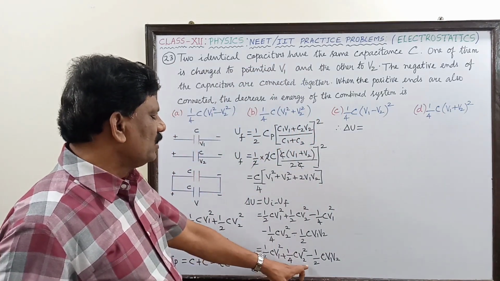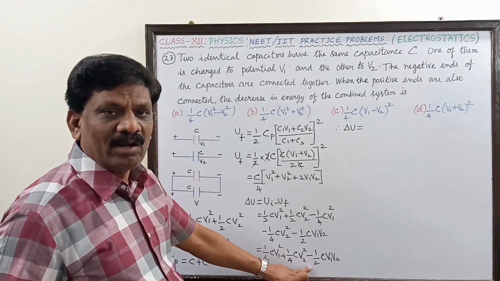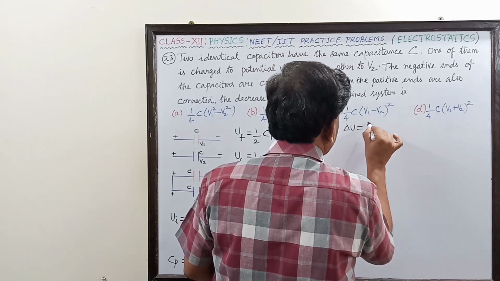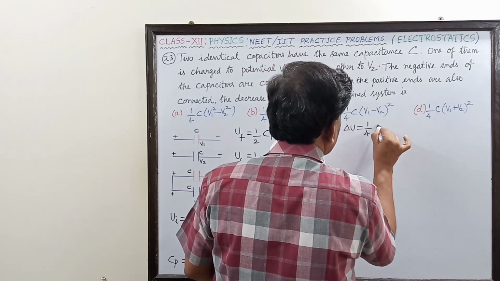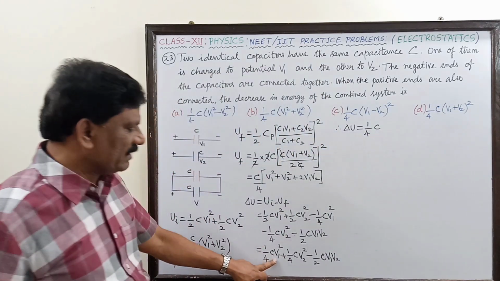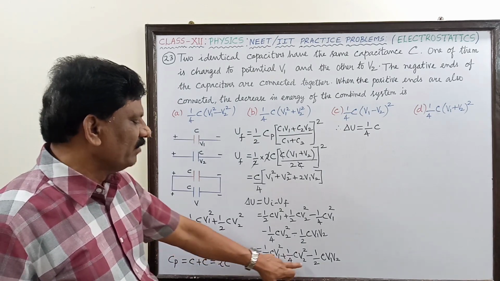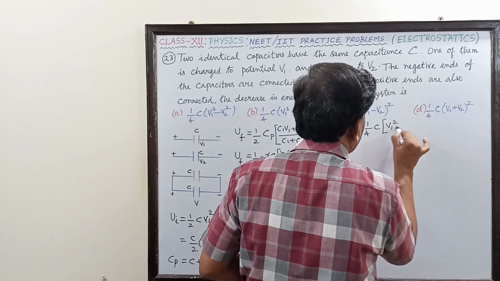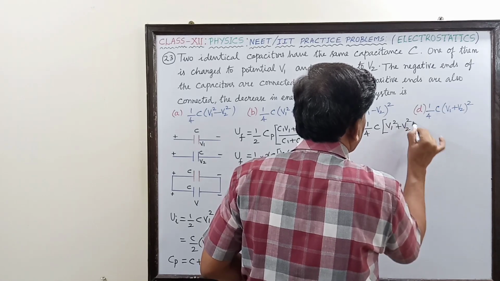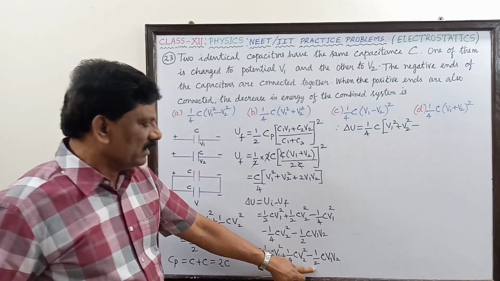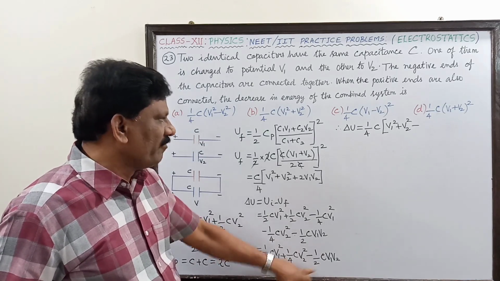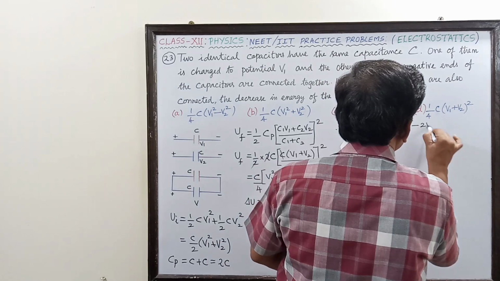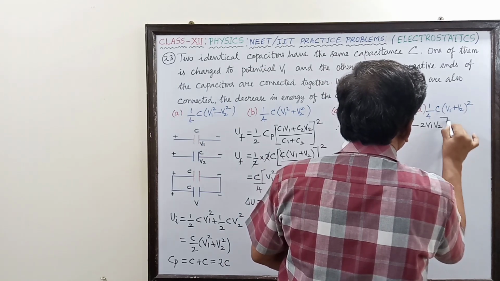4 into C into V2 square minus, I will take common factor as 1 by 4. So that 1 by 4 into C, I will take out. First term will become V1 square, second term will become plus V2 square. So this will become V1 square plus V2 square minus half. Here 1 by 2 is there, I will make it as 1 by 4 as a common factor, means it will become 2 V1 V2.